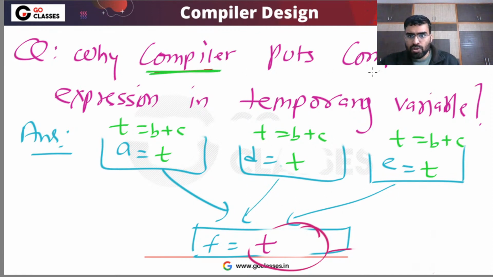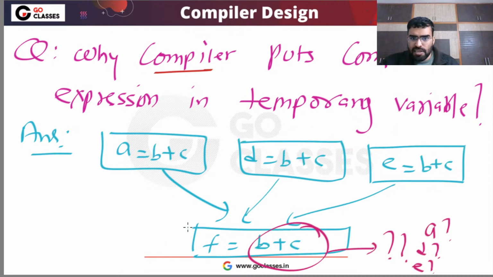So why does the compiler put a computed expression in a temporary variable? Is this reason clear to everyone? Because if you come from this path, b plus c is computed. If you come from this path, b plus c is computed. Here b plus c is definitely computed, but what should I do? Should I replace this b plus c with a or d or e?